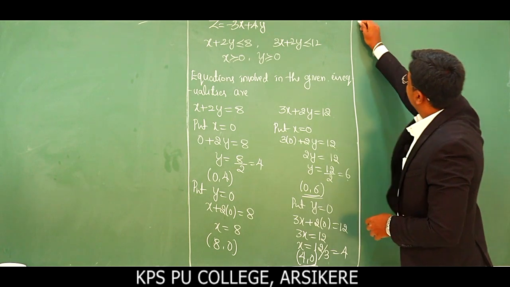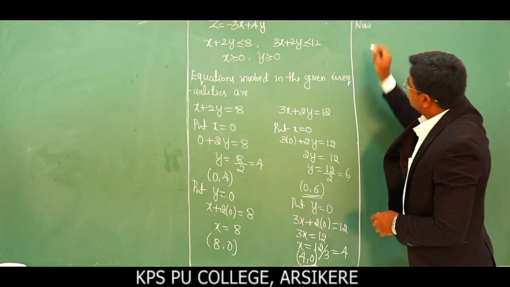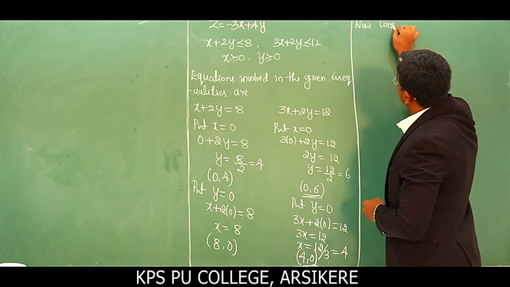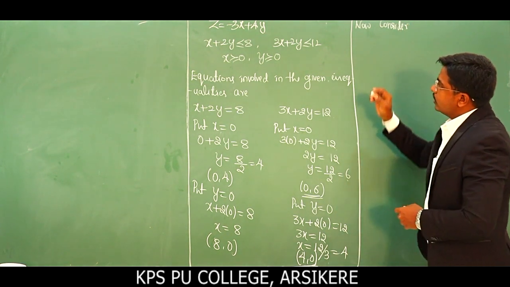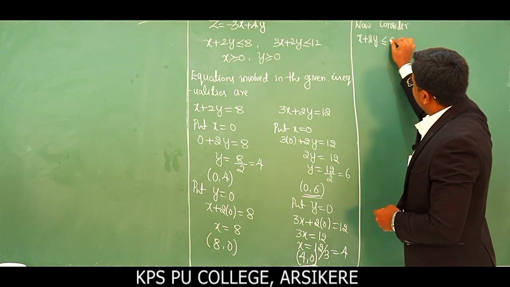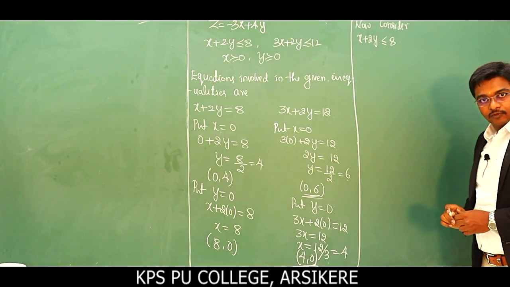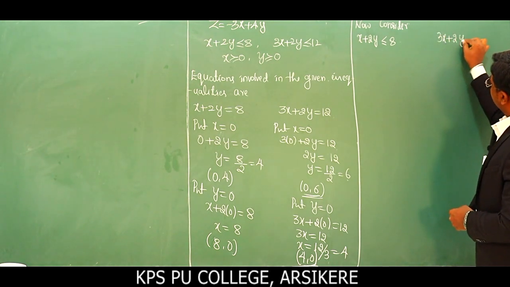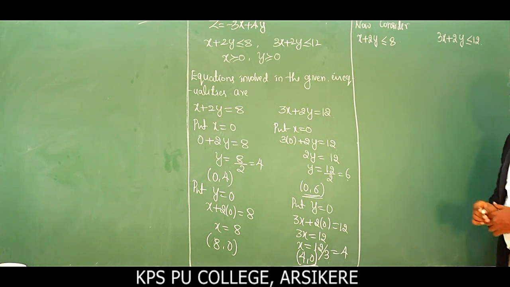Okay, so now let us consider the same. Take the given inequalities. We have x plus 2y less than or equal to 8, and the second one is 3x plus 2y less than or equal to 12.